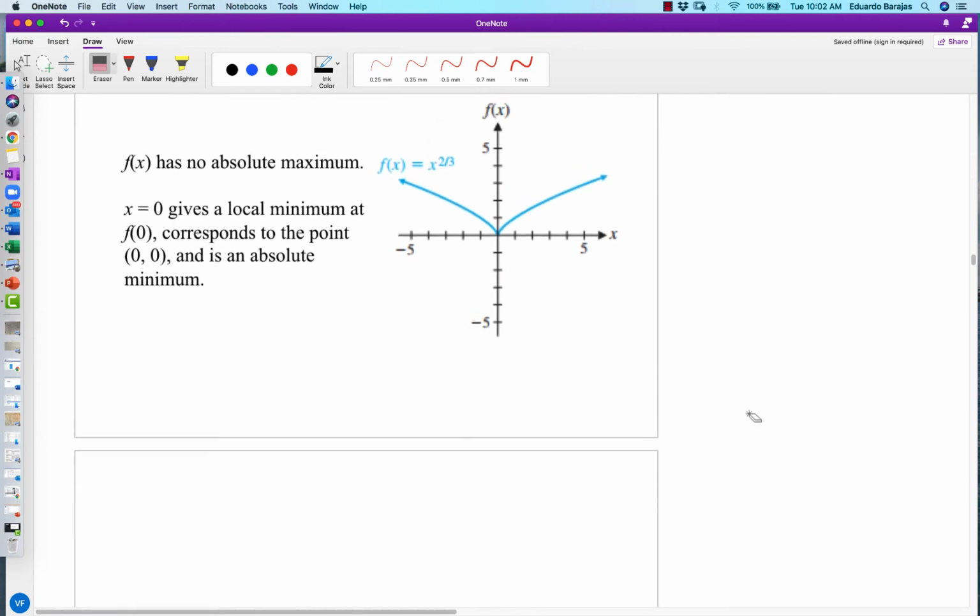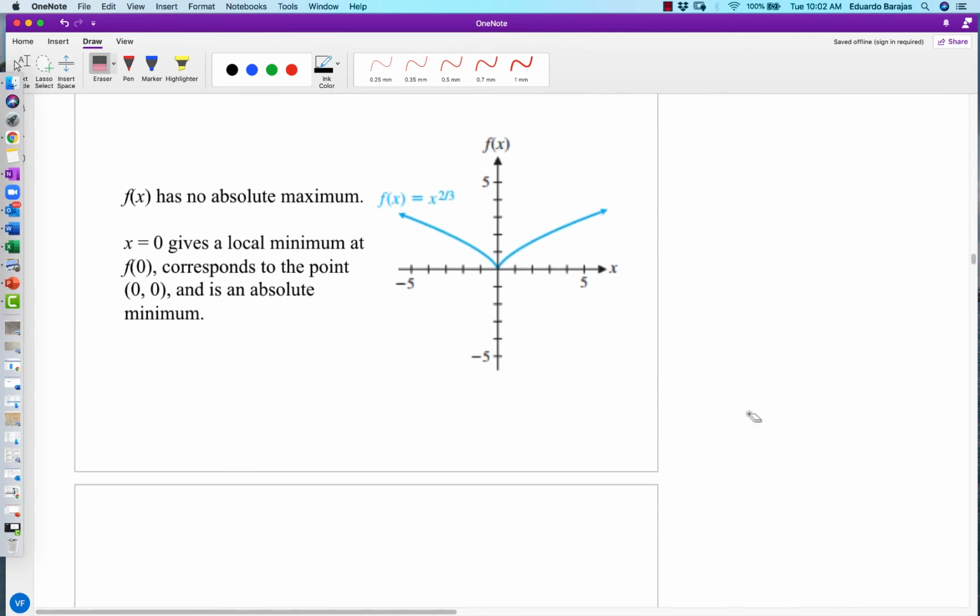Okay, so here's another example. f of x equals x to the power of 2/3. So we can see that it comes down to a sharp point and then keeps going. So something funny is happening there at 0. If we try evaluating at 0, we get a valid result. So 0 is in the domain of our function.